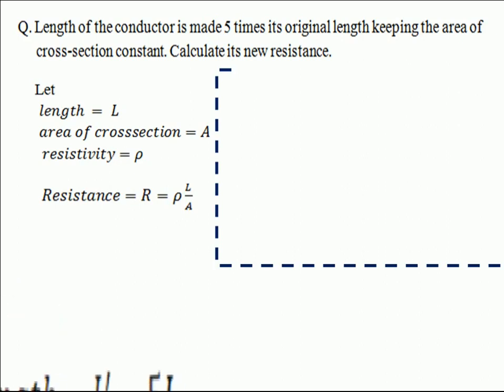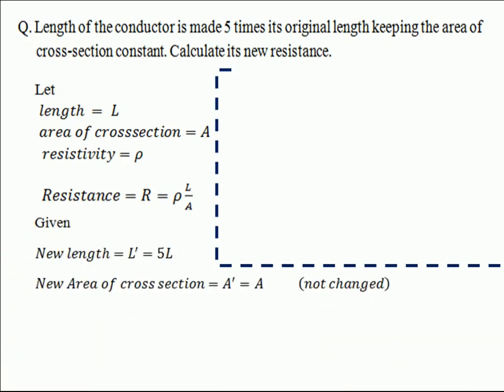Now what are the things which are given? I'm changing the length and making it 5 times. So my new length, which I'm denoting by L dash, is 5 times the original length.